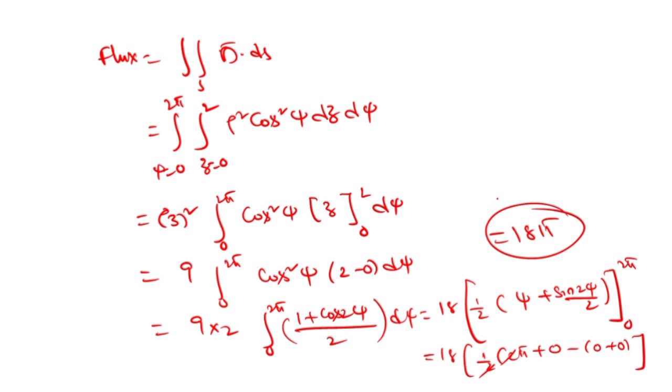And you can use the calculator to get two decimal places: 18 into 3.14, you will get something like 56 point something. Using a scientific calculator you will get it. So these are the questions in case of ECE GATE 2021.